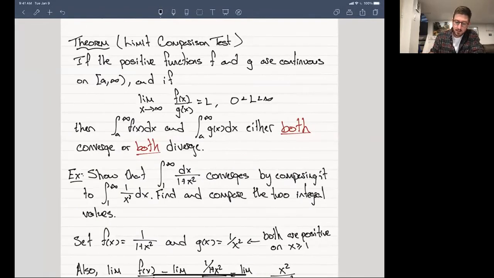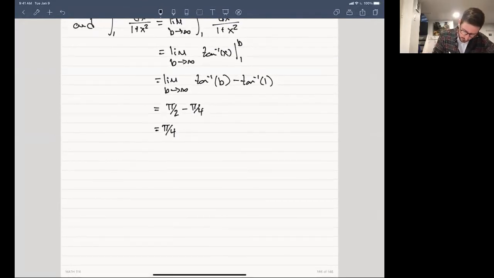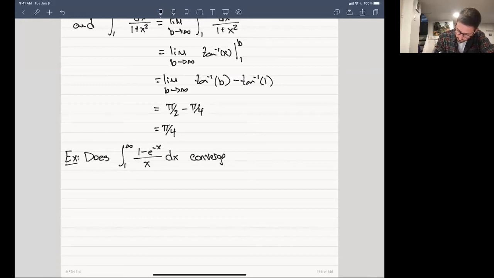Okay, let's do one last example with the limit comparison test theorem. So here's our final one for the video. In this case, let's ask ourselves, does the integral from 1 to infinity of (1 minus e to the minus x) over x dx converge? Okay, so we're going to use the limit comparison test. And in fact, I'm going to let f of x equal (1 minus e to the minus x) over x, and I'm going to compare this to 1 over x.